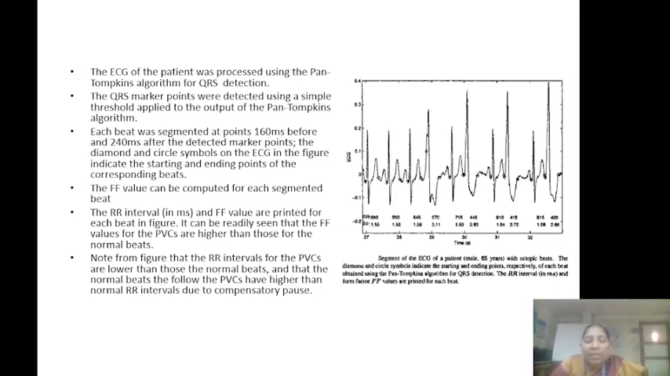In this picture, the ECG waveform of a patient, the Pan-Tompkins algorithm is applied for QRS detection from the ECG signal. Each beat is then segmented from 160 milliseconds before to 240 milliseconds after the detected marker points. You can see the diamond and circle symbols presented in the ECG. Then the form factor and the R2R interval are calculated.